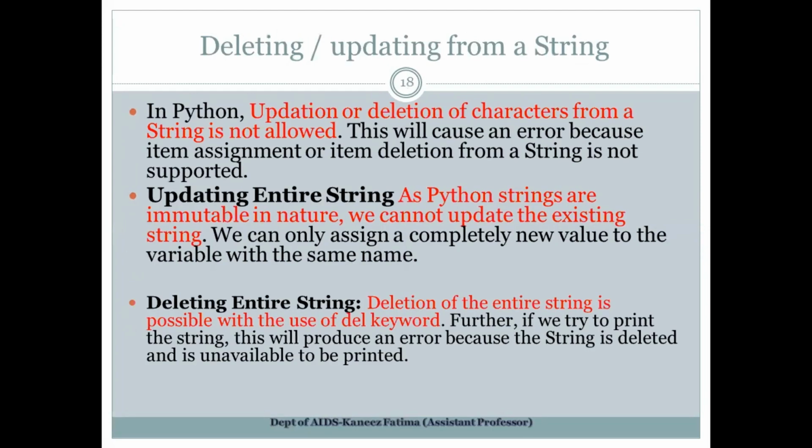Then deleting and updating a string. Similar to accessing a string, it is possible to ask how to delete or update a string. In Python, updation or deletion of characters from a string is not allowed. This will cause an error because item assignment or item deletion from a string is not supported. The entire string is immutable in nature, we cannot update it. As discussed in the previous section on immutable and mutable, whether I can update or delete it depends on that. Updating is not done in a string, since Python strings are immutable.